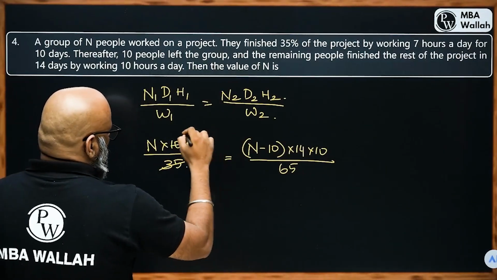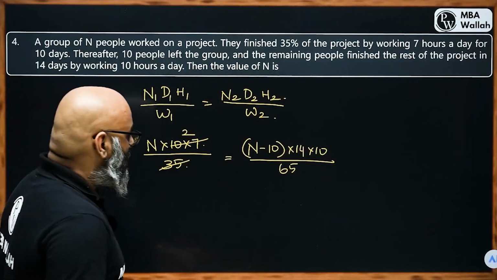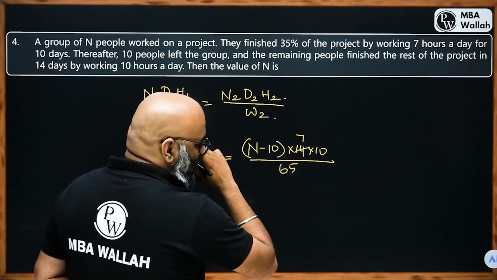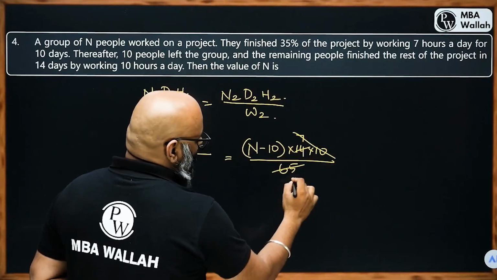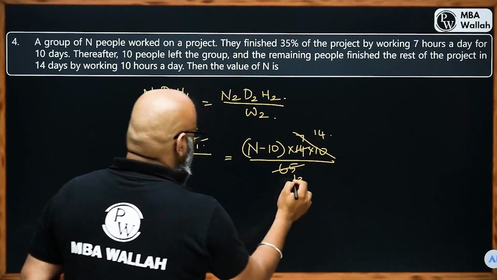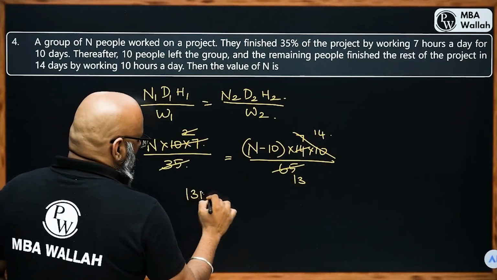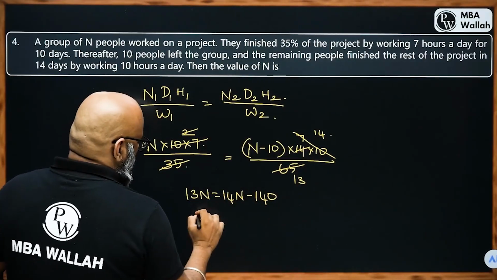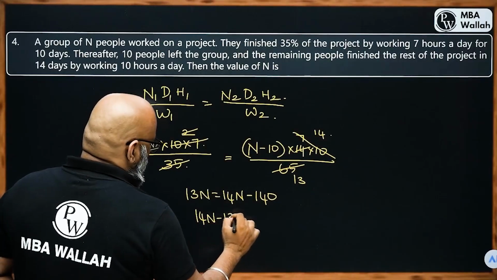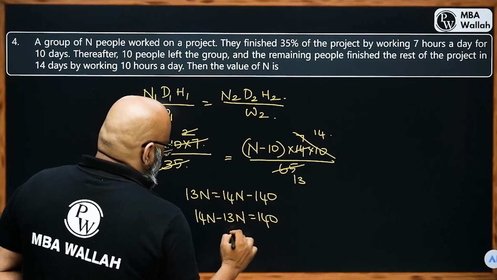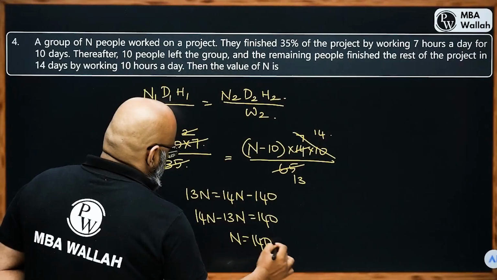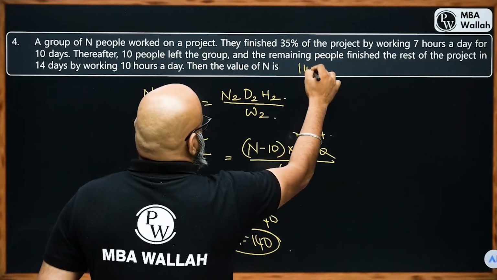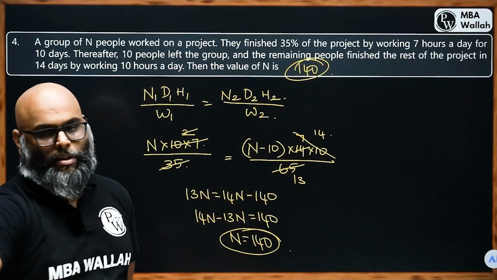So cancel this off 2 times. 35 into 2 is 70. This and this get cancelled. 7 into 10 is 70. Can cancel this off by 5. This is 13. This is 14. So cross multiply. 13n is equal to 14n minus 140. Goes here. 14n minus 13n is equal to 140, or n is equal to 140. So the value of n is 140, and that's our answer.